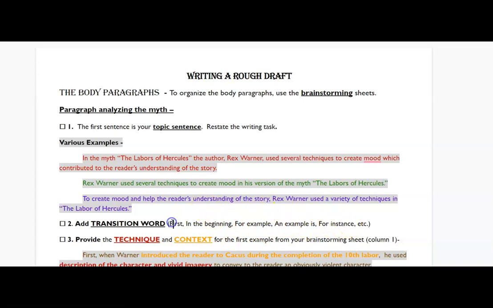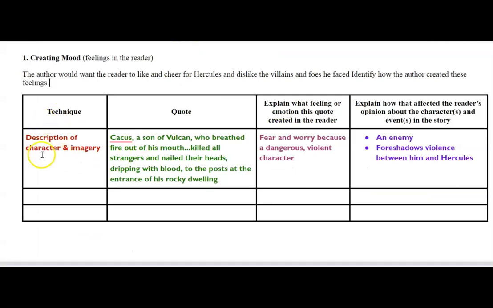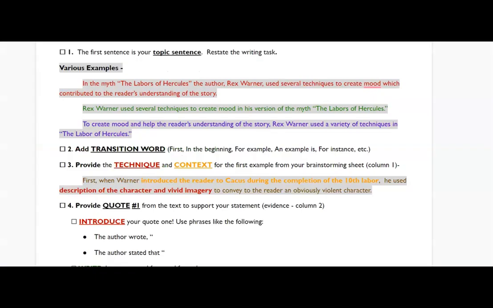And then you're going to put the first technique and add context. Now, context is not something that I actually had you put in the chart, so you're going to need to add that. So if we go back and look at my chart, the technique was description of character and imagery. So I'm going to put that in my answer, description of character and imagery, and add my context.